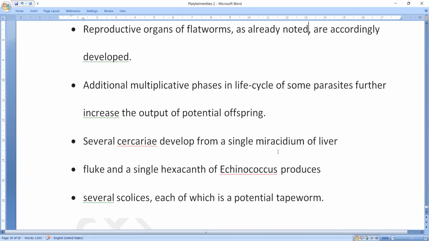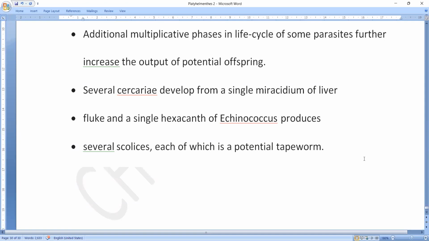And polyembryony is also seen. In a larva, the sporocyst produces many redia. Sometimes secondary sporocysts are formed, and from secondary sporocysts many redia are formed. In another parasite, one redia produces many secondary redia, and from secondary redia many cercaria are produced. That is also a highly advanced feature, so that many offspring are produced.